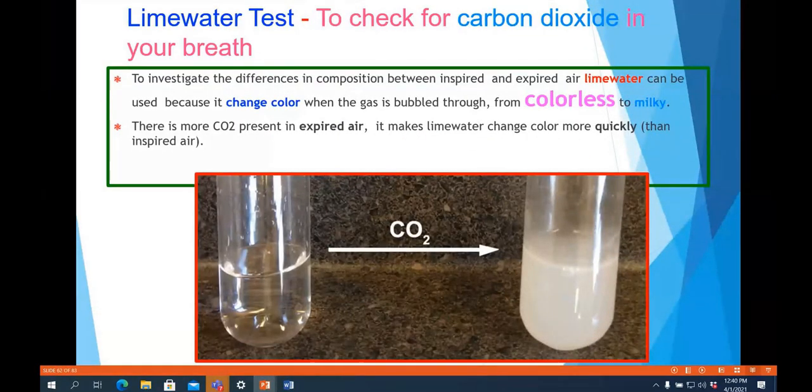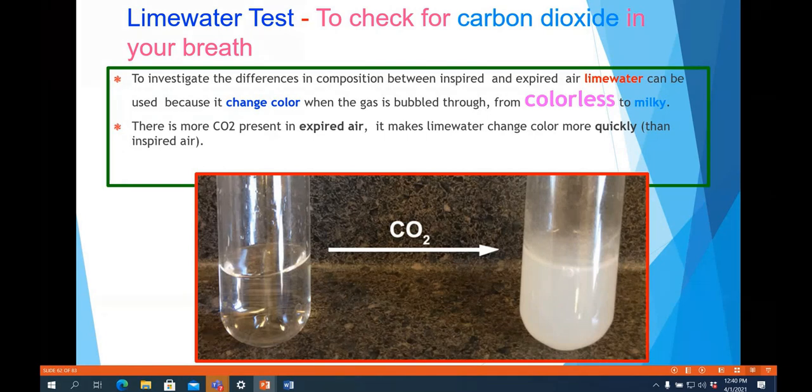Alright, ladies. Now let's discuss this little test, the lime water test, to check for carbon dioxide in your breath. As we did this test even earlier, what do we use in order to check the carbon dioxide presence? We use the lime water, isn't it? The lime water test is done to check for carbon dioxide in your breath, to investigate the differences in composition between inspired and expired air.